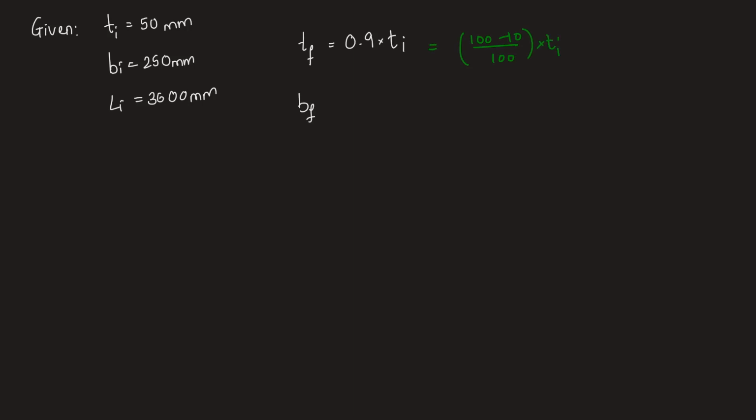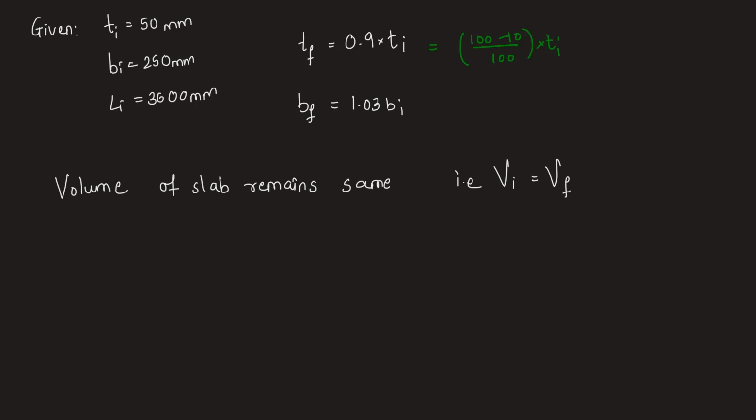Similarly, final width Bf is increasing by 3%. So this should be 1.03 times Bi. We need to find out what will be the final length value. We know that volume will remain same for the slab. That is, Vi, initial volume, will be equal to the final volume.